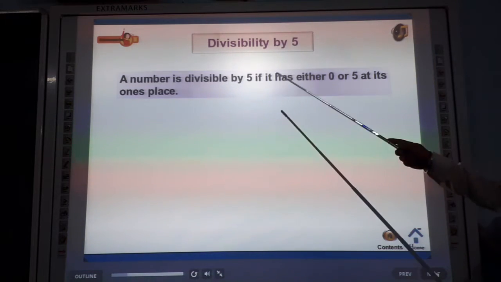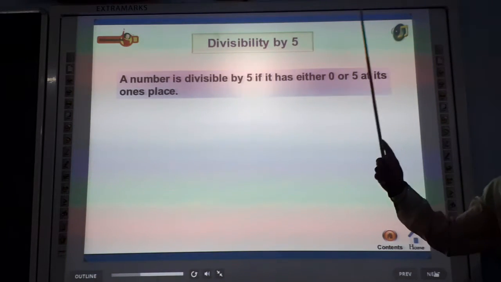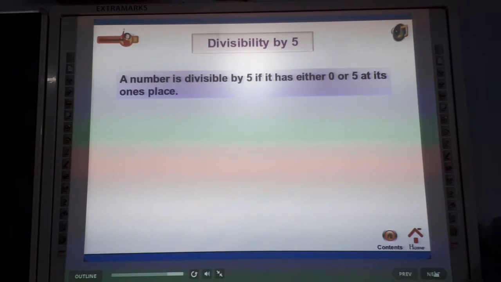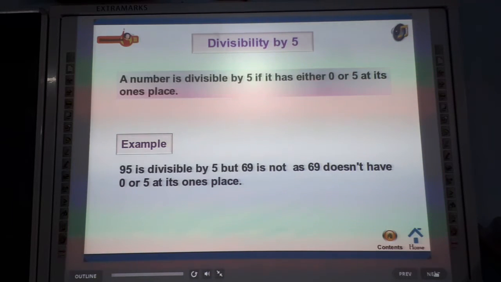Now, next is divisibility by 5. A number is divisible by 5 if it has either 0 or 5 at its ones place. For example, 95 is divisible by 5 but 69 is not, as 69 doesn't have 0 or 5 at its ones place. Okay.